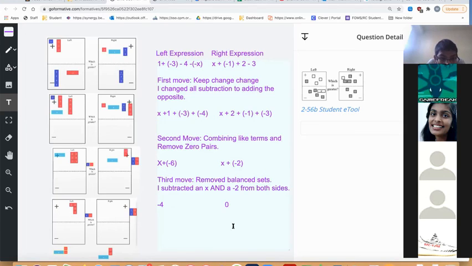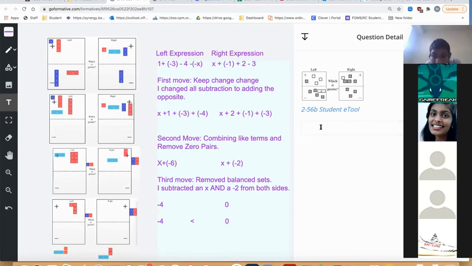And so at the end, which one's bigger? -4 or 0? 0. So I'm going to put in the sign that says 0 is bigger. And that's going to be my answer. So that seems like a lot, right? And it kind of is.